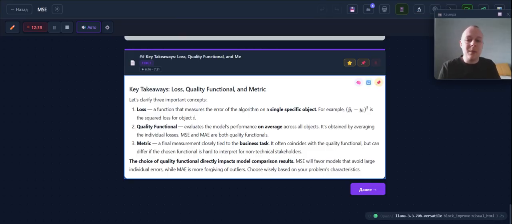Because MSE and MAE are not really clear for business people. And definitely you won't spend time explaining how MSE, MAE work and all this stuff to business owners. You want to have a particular simple metric that can be measured for business.